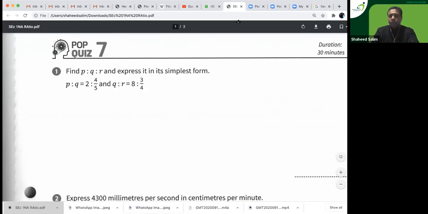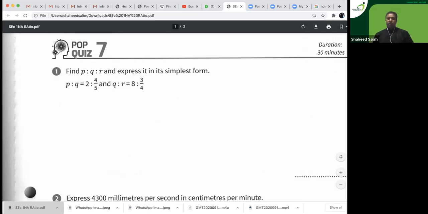Okay, now here, you try this question. I'm going to give you P to Q is equals to 2 is to 5, and Q to R is equals to 3 is to 7. So they want you to find what's the ratio of P is to R. Can you try this one first?